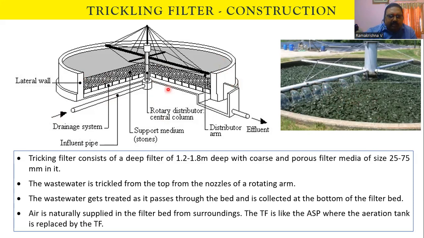The under drain system is there at the bottom, and water will pass through the filter bed and through the under drain system, and it is collected through an effluent pipe. So usually the filter depth is around 1.2 to 1.8 meters, and 25 to 75 mm size filter medium we are going to use.